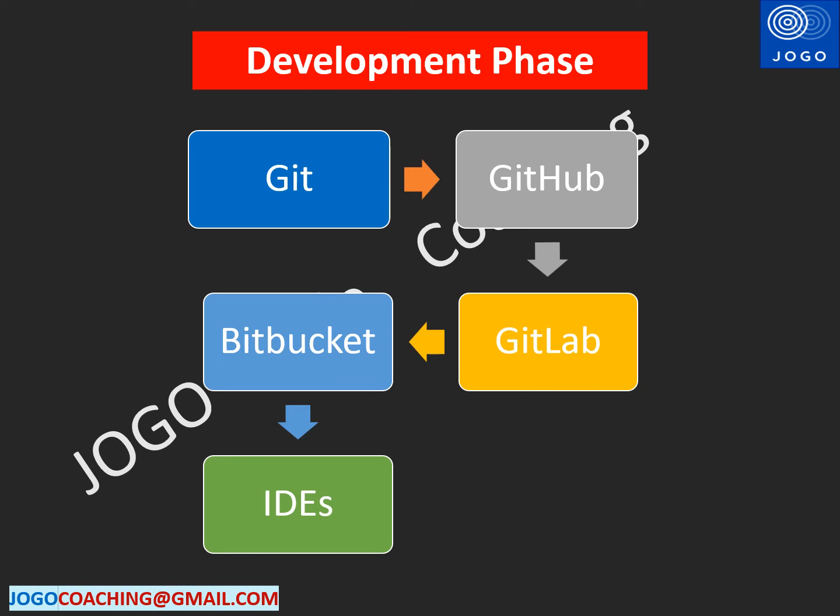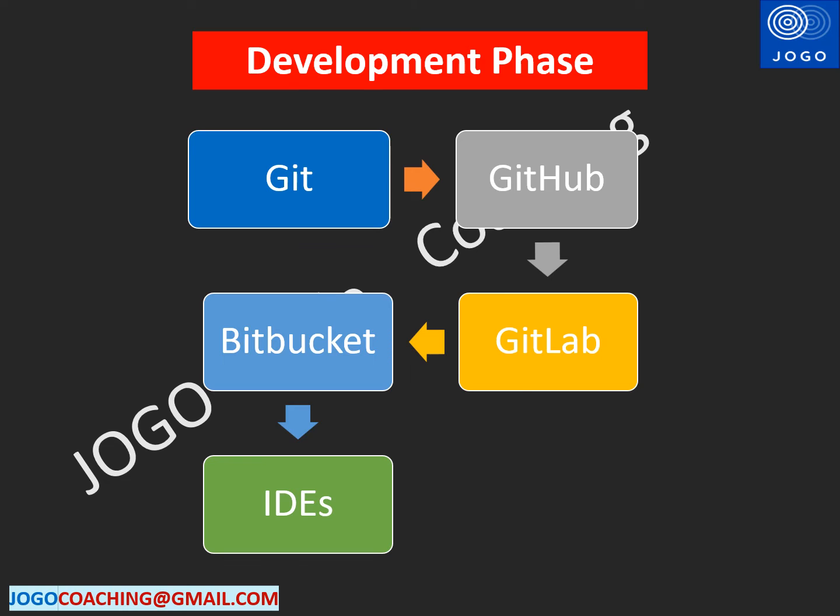The second DevOps tools used in the development phase are GitHub, GitLab, and Bitbucket. So these are all the 3 tools used. This is mainly for managing the repository. These tools are offering hosting services for Git repositories. These tools will provide features like issue tracking, code review, and CI/CD integrations.